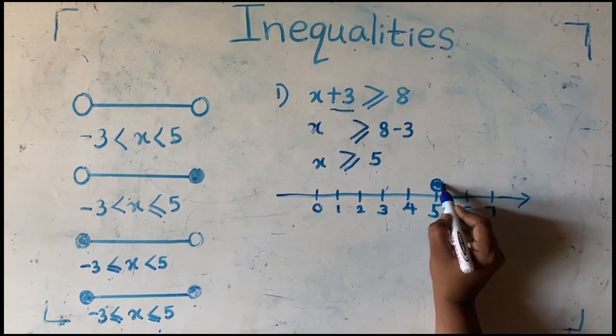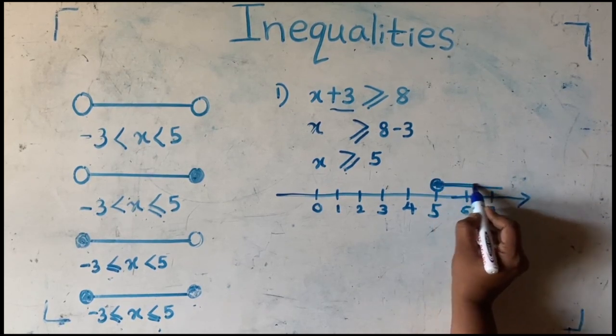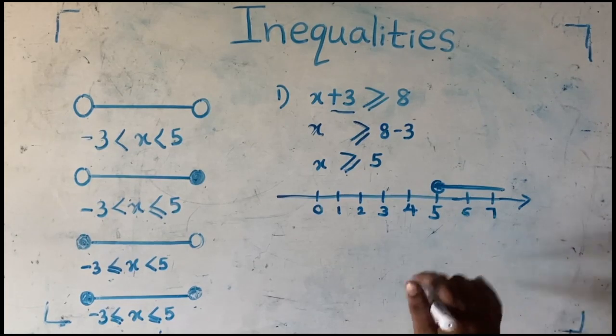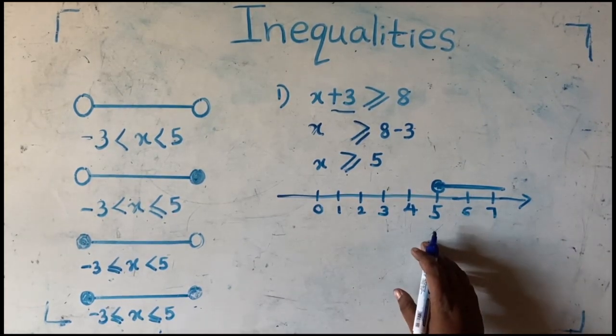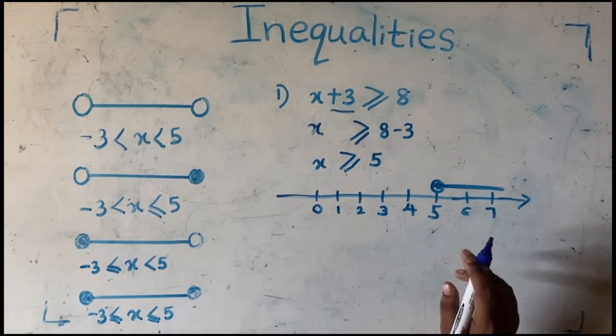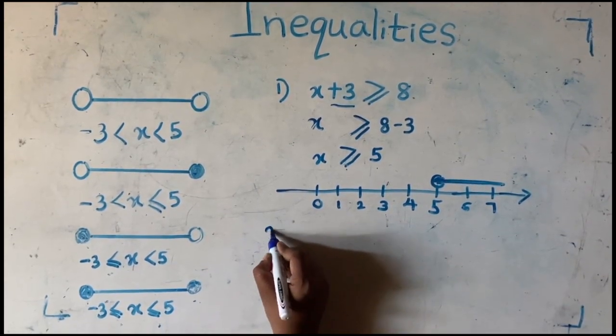Then our number line is going there. All the solutions are greater than or equal to 5. It may be 5, 6, 7 or greater values. We will see another question.